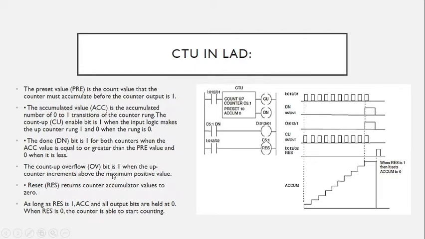The count up overflow bit is 1 when the up counter increments above the maximum positive value. As I said, we have this overflow bit, and you can see it by double clicking on the counter, which is on the left side. I will show it in the next slide. The reset returns the counter accumulator value to 0. Reset is going to reset everything. As long as reset is 1, ACC and all output bits are held at 0. When reset is 0, the counter is able to start counting.